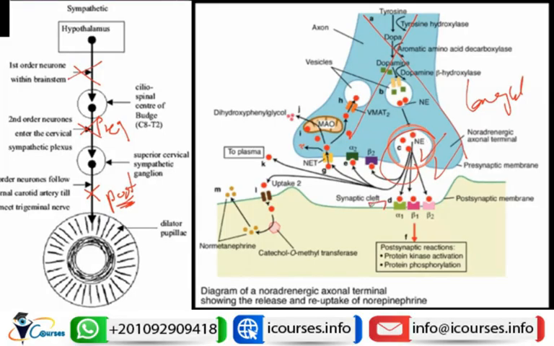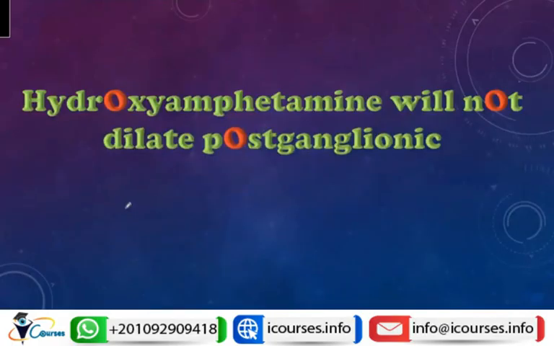And since there is some denervation hypersensitivity and upregulation of the receptors, this potentiated secretion of norepinephrine will act on these upregulated receptors, leading to dilatation of the pupil. So hydroxyamphetamine will dilate the preganglionic, but it will not dilate the postganglionic. So to memorize it, we can say that hydroxyamphetamine will not dilate the postganglionic.